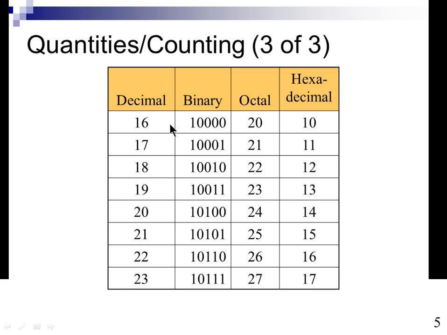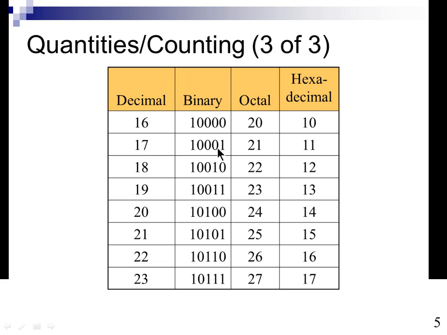In case of binary, if I look at 16, the weightages are 2 raised to 0, 2 raised to 1, 2 raised to 2, 2 raised to 3, and 2 raised to 4. This is the weightage for the 1. 2 raised to 4 is 16, and 16 into 1 will give me 16 decimal.